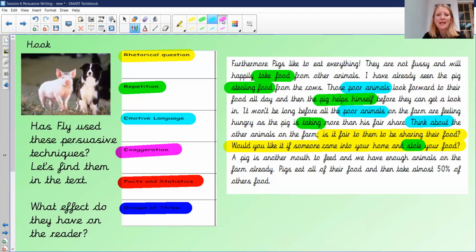Okay, next one. Exaggeration. Has Fly in this letter said something which is the truth, but maybe gone on a little bit about it or gone over the top? Furthermore, pigs like to eat everything. Is that true? I know pigs do like to eat most things, but actually that first statement is a little bit of exaggeration. So, eat everything. They are not fussy and will happily take food from other animals. Look forward.